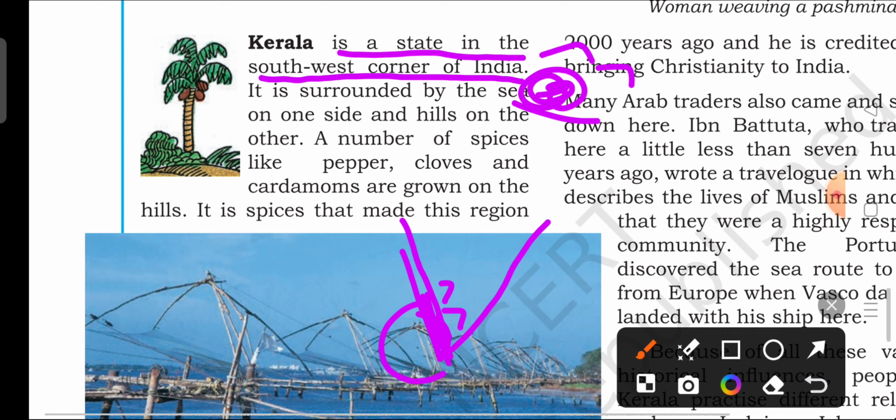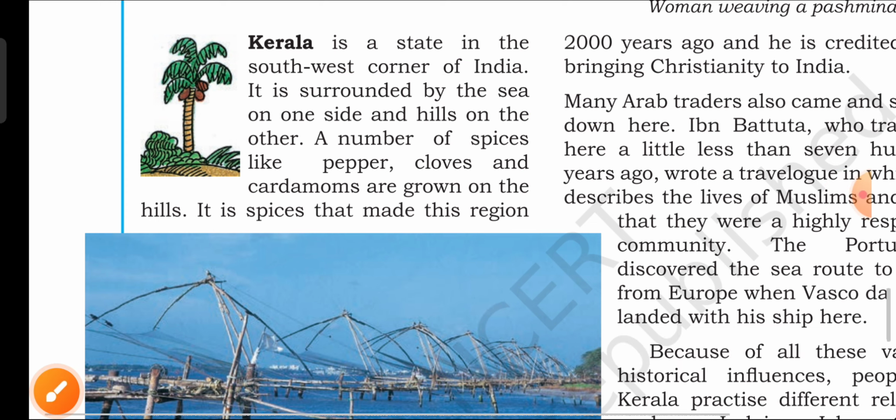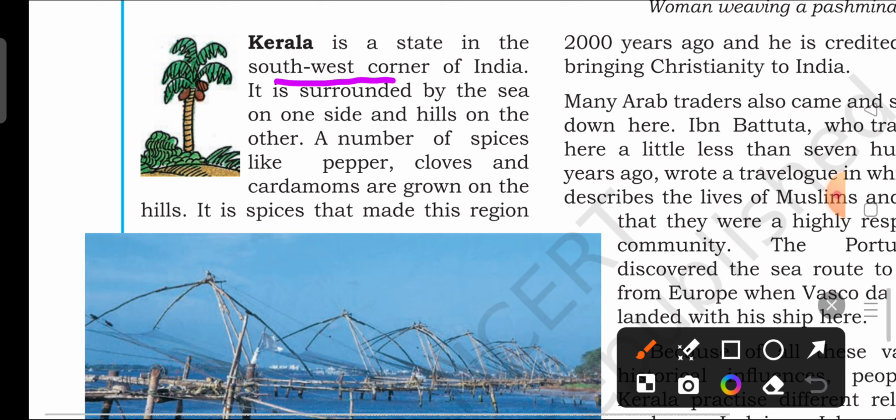So now let us see about Kerala. I hope you have understood until here. I have already explained, it is in the southwest corner of India. See, this is the southern part, isn't it? And this is the south, and this is the western part. So here it is the corner, in this corner. That is why it is the southwest corner of India.